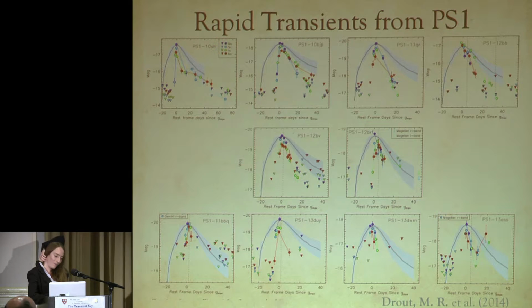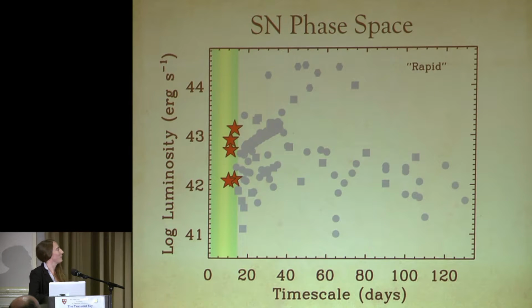And so this is what this region of parameter space looked like before we did the survey, and this is what it's looking like now. So we really are starting to fill in this region of parameter space now that we have surveys with short enough cadences that we can really start to detect these events. So what are the objects that we found in the Pan-STARRS survey?